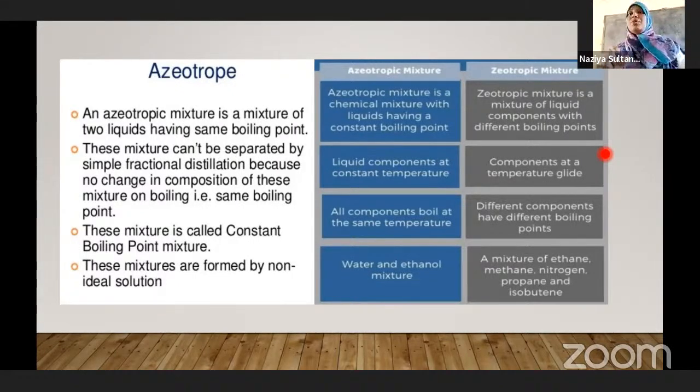Whereas zeotropic mixtures are those where the components have different boiling points. Please do not get confused between azeotropic and zeotropic. Azeotropic means the vapor phase has the same composition as the solution. Whereas zeotropic mixtures, when heated, the solute and the solvent separate off, because the components have different boiling points. So zeotropic mixtures can be separated by fractional distillation, whereas azeotropic mixtures can't be separated easily by fractional distillation.